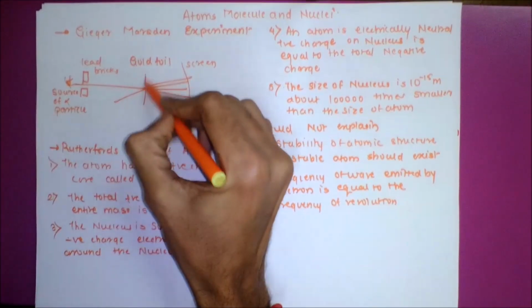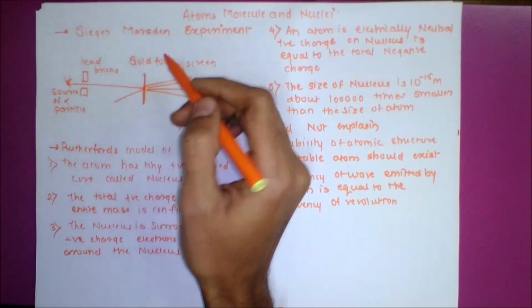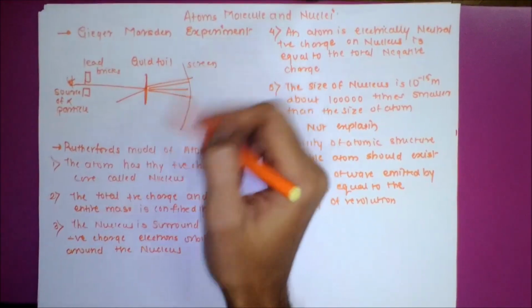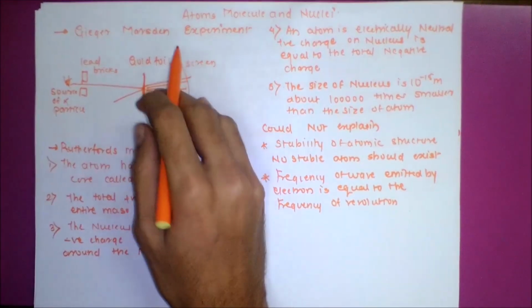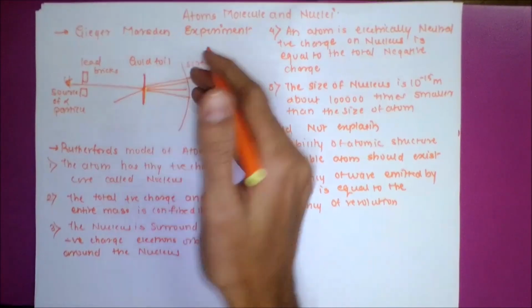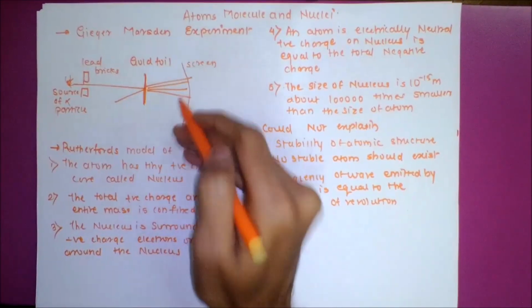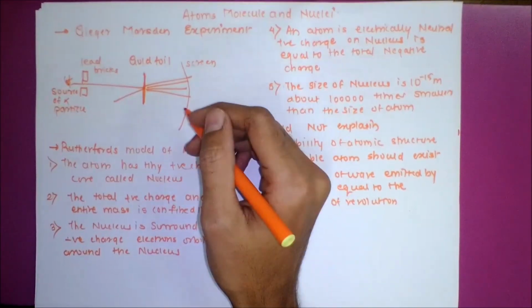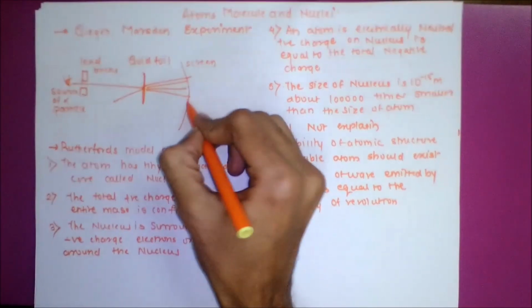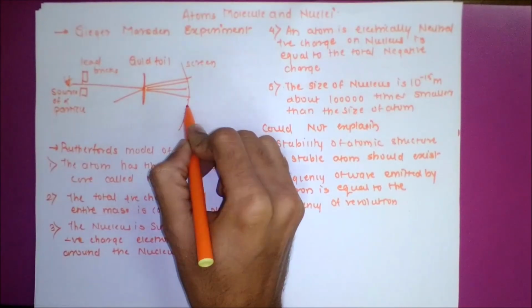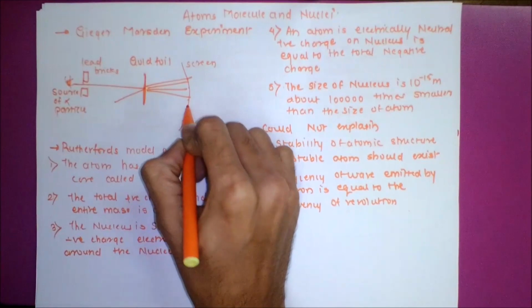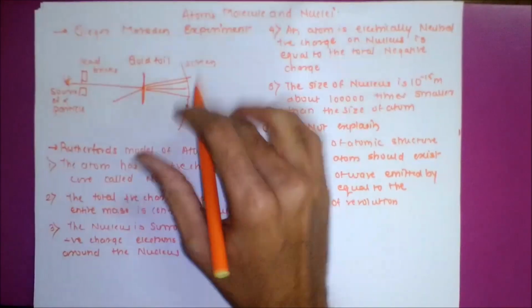and was made to strike a gold foil, and then the scattered alpha particles were detected. The detector used was made up of a zinc sulfide screen and a microscope. The alpha particles produced scintillations on the screen, which could be observed through the microscope. The whole setup was enclosed in an evacuated chamber.